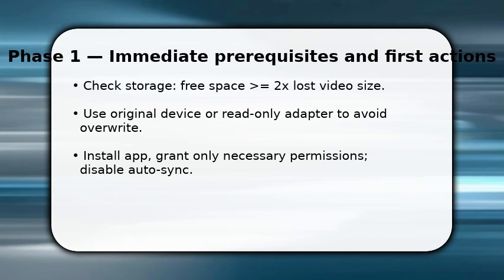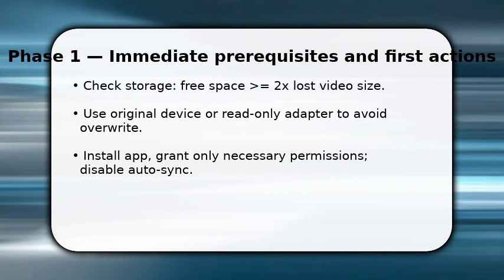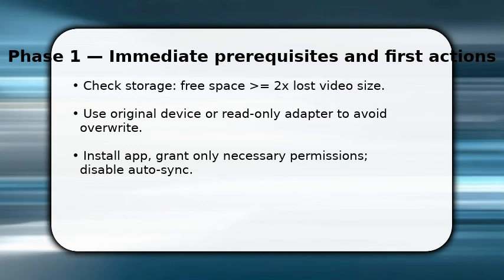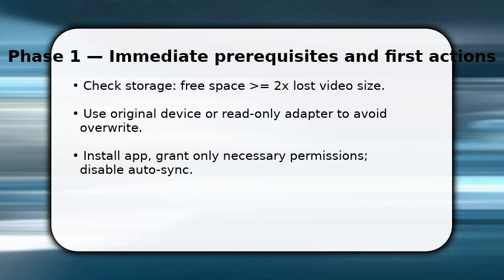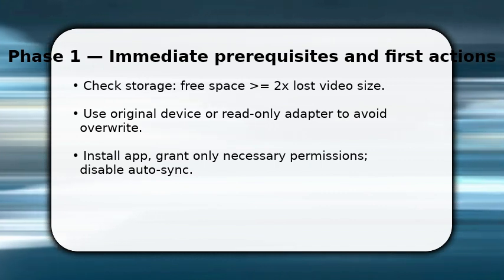You start by confirming prerequisites and then launching the app right away. Make sure your device has at least twice the free space of the lost video, otherwise recovery can fail. Once done, connect the original storage via a read-only adapter or OTG cable, because writing to the drive can overwrite recoverable data. Then open the recovery app, accept only the permissions needed for scanning, and disable Cloud Sync so nothing uploads automatically. This starts the process securely and preserves recoverable files.